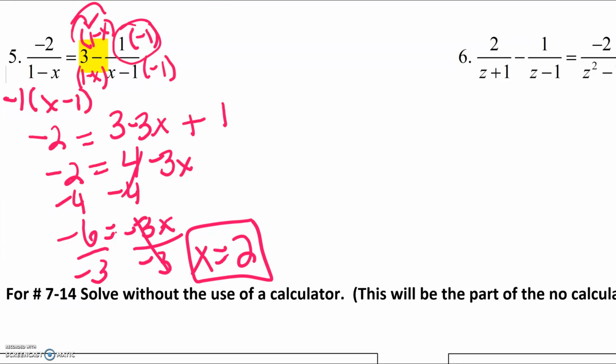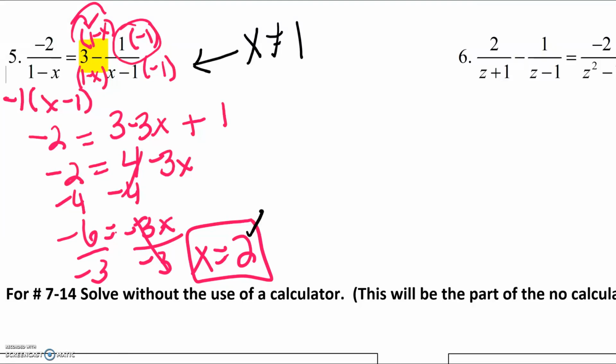Now again, we do want to make sure that that doesn't conflict with any domain restrictions. So if I look back at my original, we want to think of what number we would plug in there that would make that a 0. So I know that x cannot be a positive 1 because that would make my denominator a 0. Okay, so this does check out. It is not a negative or a positive 1.